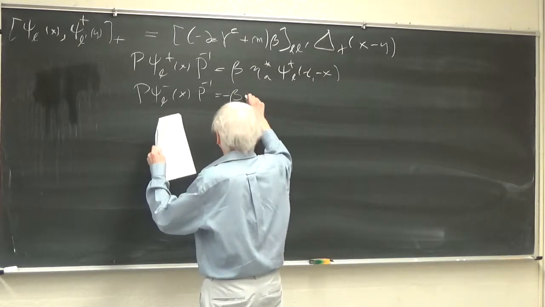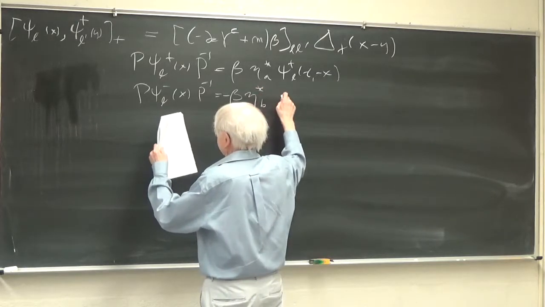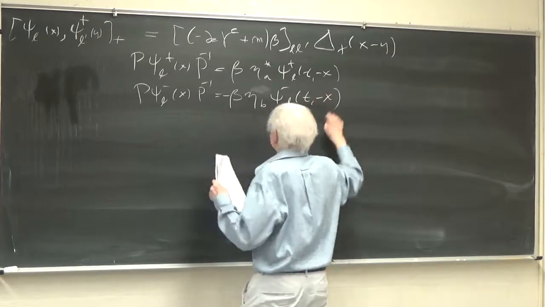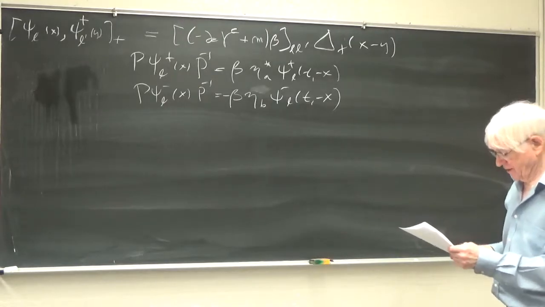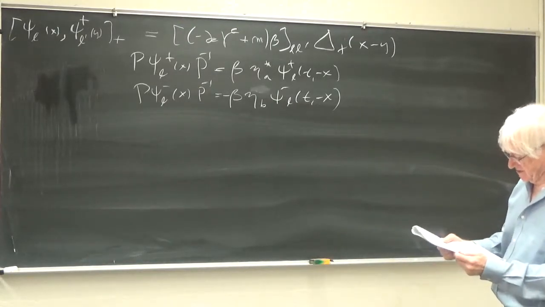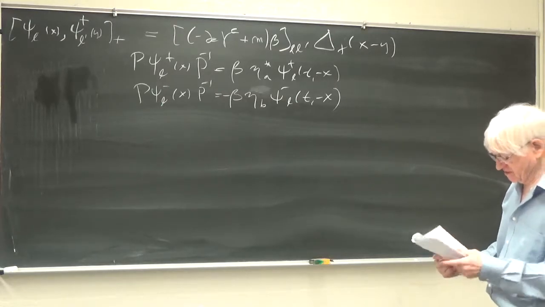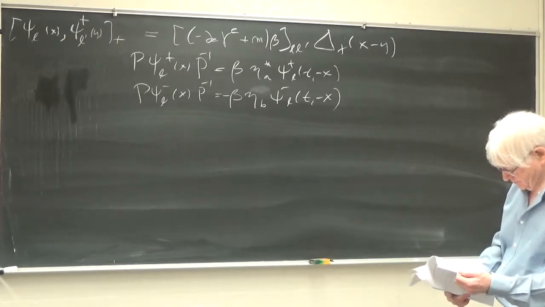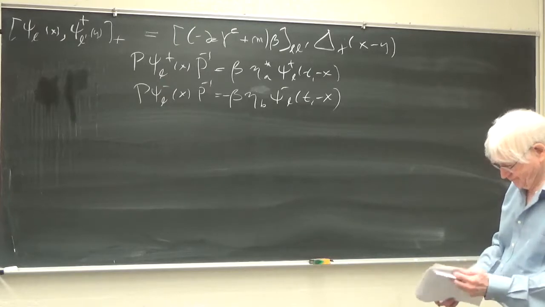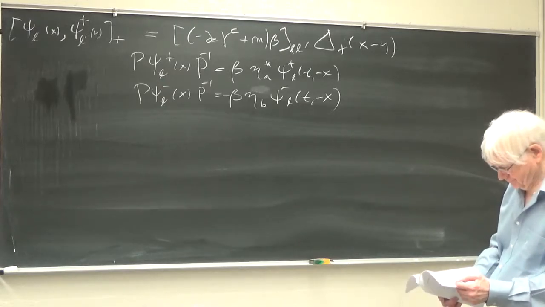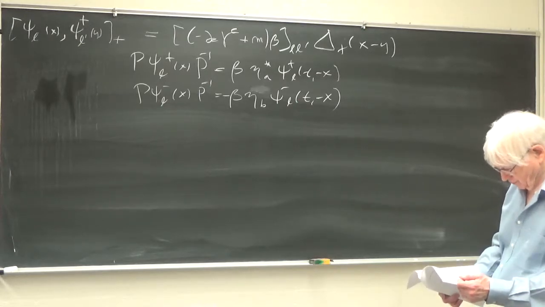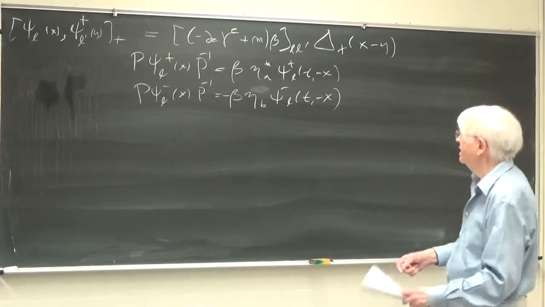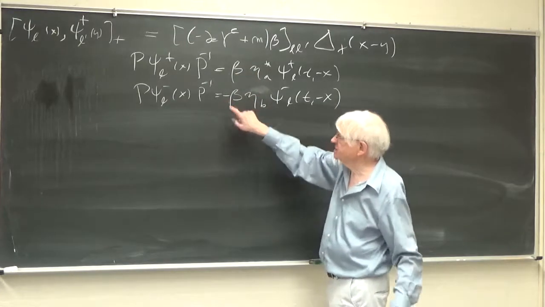Minus beta A to B star, no, A to B, psi minus L, T and minus X. So what we're doing is that previously in the parity rules, we had a beta U and a beta V. So the beta U is 1, the beta V is -1.